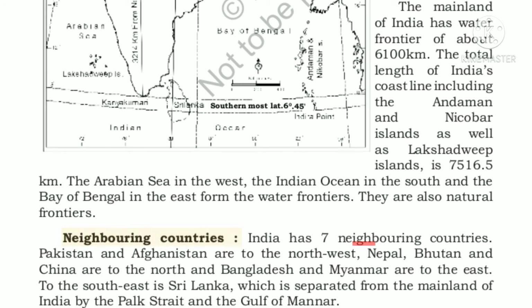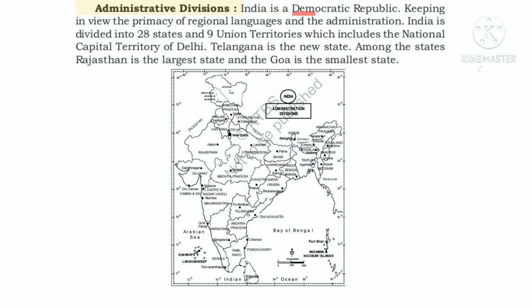Neighboring countries. India has 7 neighboring countries. Pakistan and Afghanistan are to the northwest. Nepal, Bhutan, and China are to the north, and Bangladesh and Myanmar are to the east. To the southeast is Sri Lanka, which is separated from the mainland of India by the Palk Strait and the Gulf of Mannar.